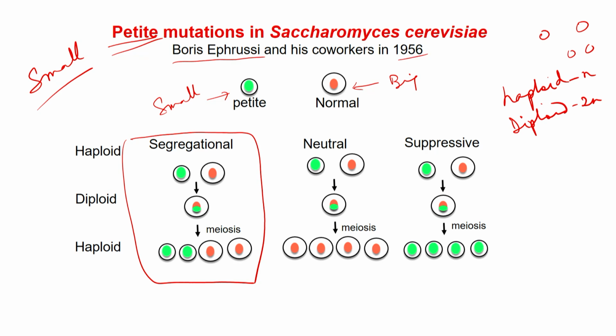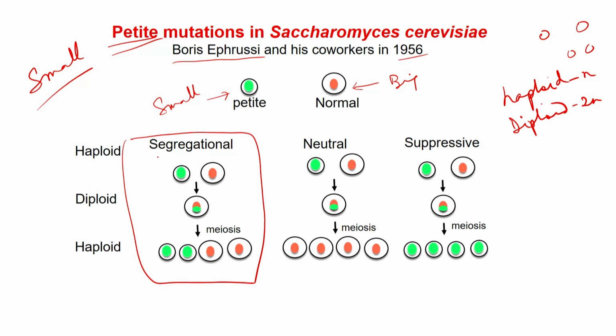So, there are three different kinds of mutations that we are talking about, of Petite mutations, because Petite means small colony. So, this size of the colony may depend upon a lot of different other genes also, right. So, one kind of Petite mutation, we call them as segregational mutation.